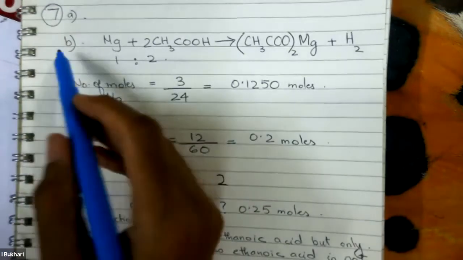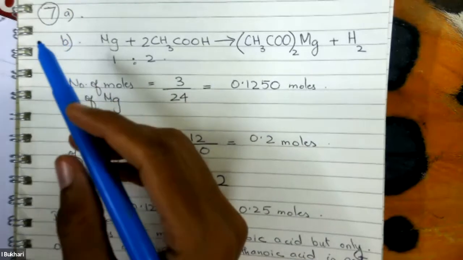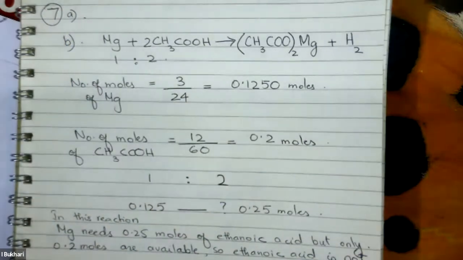Okay, question number 7. May, June 2004. This is page number 5. First is define mole. What is the definition of mole? You know that, right? Let's move on. Part B is 3 grams of magnesium was added to 12 grams of ethanoic acid. And then we have this equation.